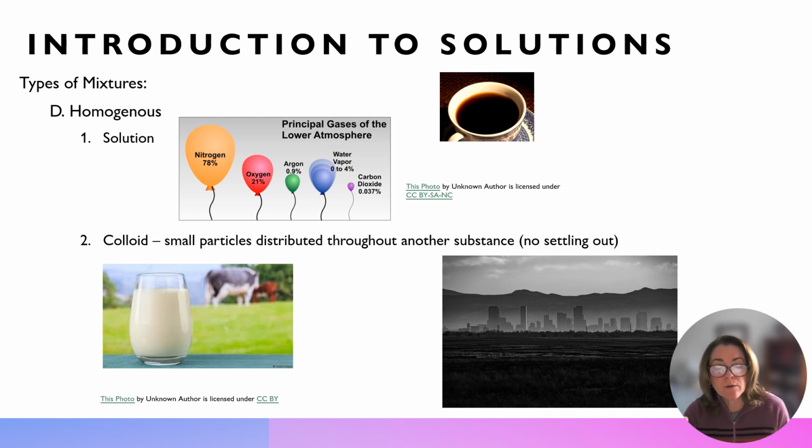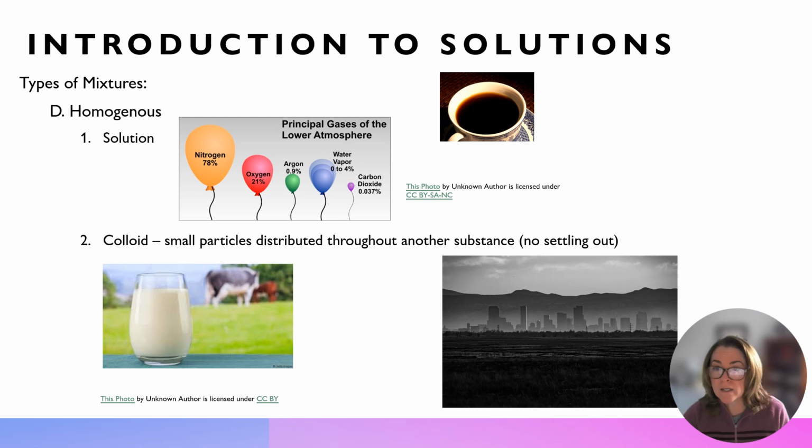Another type of homogeneous mixture is a colloid, and these are where you have small particles that are distributed throughout a substance, meaning there's no settling out. Generally, these are relatively difficult to see through. So examples would be like milk. Milk is homogenized, which means that it is a colloid. You don't have the fat in the milk separating out from the water-based solution.